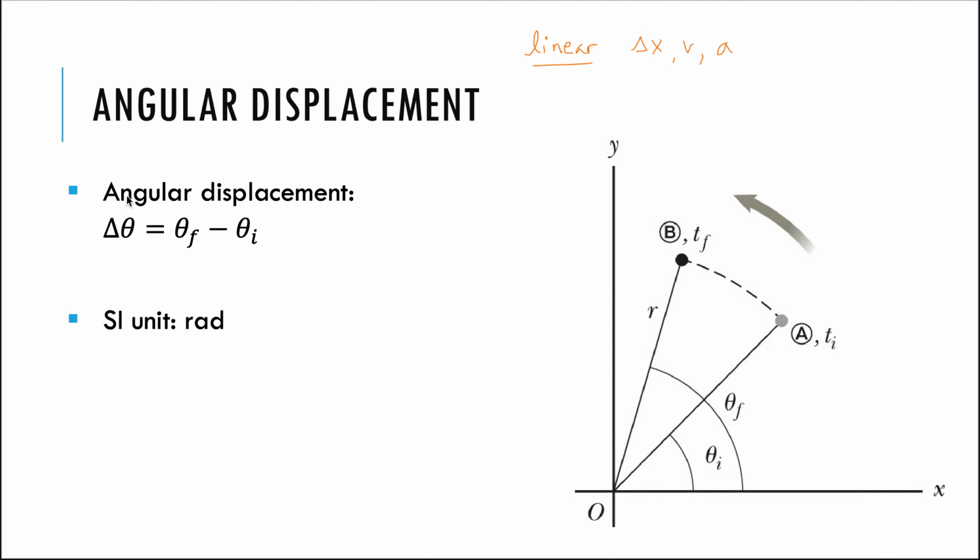So the first quantity is the angular displacement, delta theta. It's going to be the final angle minus the initial angle. So if an object moved from point A to point B, it had an initial angle, it had a final angle, you subtract the two, that gives you that angular displacement right here, which is delta theta. So since theta is measured in radians, so is our angular displacement. So you can think of delta theta as the rotational equivalent of delta x.